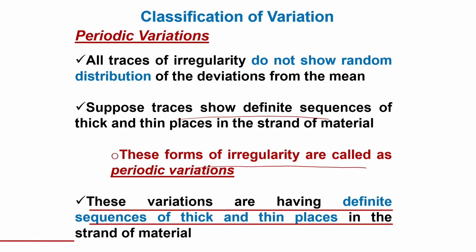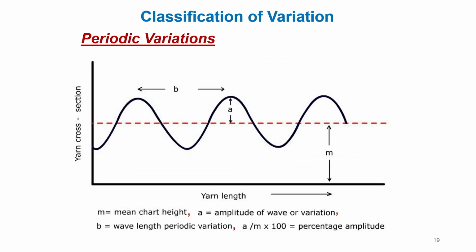They have a definite sequence. Now, this is the sequence here. That is, it will have thick and thin places, where M is the mean height of the chart, that means the mean yarn cross section or mean mass per unit length. A is the amplitude, that is the maximum variability from the mean line.